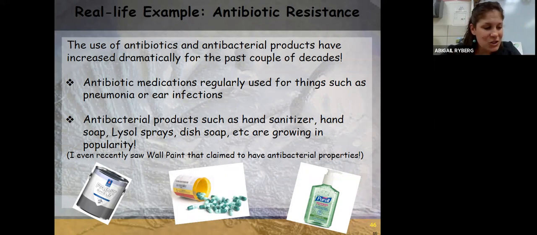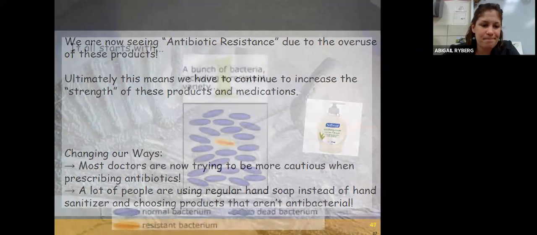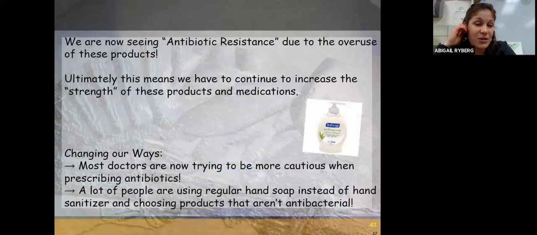And to be honest, there's actually a lot that we can do without the use of antibacterial products. Until the pandemic, I never, ever, ever bought hand sanitizer. My kids had never used hand sanitizer. I don't buy soap with antibacterial properties just because of this issue. And I will say too that doctors now are being way more cautious because they've seen this. Doctors are trying to be way more cautious when they're prescribing antibiotics as well.